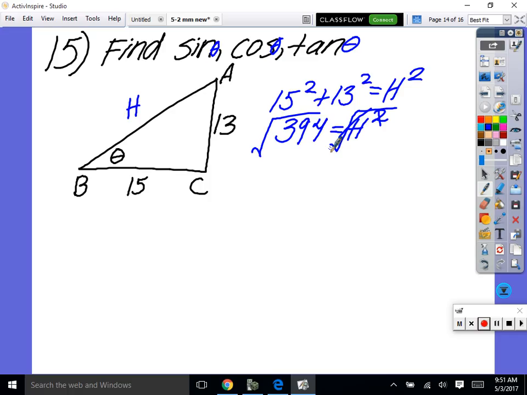I tried breaking it down, dividing it by many things, couldn't find anything. So it doesn't break down, so don't we just leave it? Yeah, right? So now go to your hypotenuse, write square root of 394. Is everybody caught up mentally?